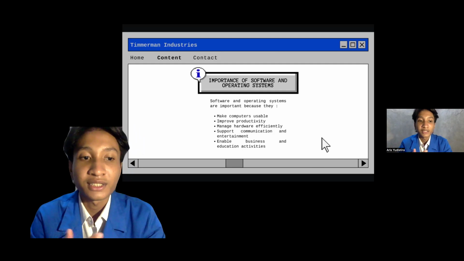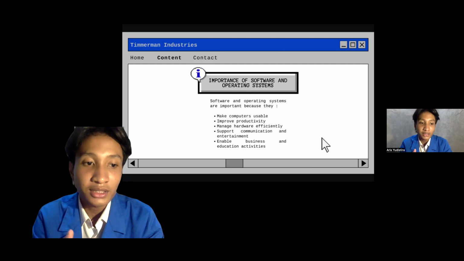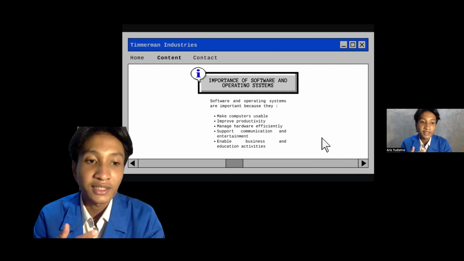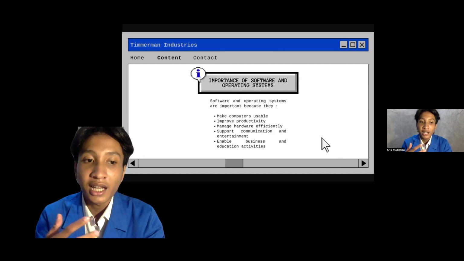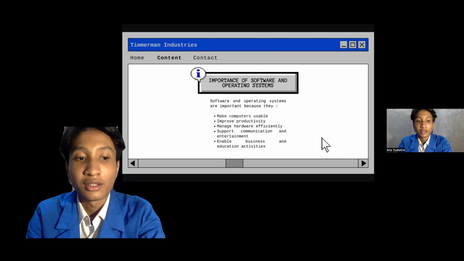The importance of software and operating systems. Software and operating systems are very important because they make computers usable, improve productivity, manage hardware efficiently, and support communication, education, and business activities.